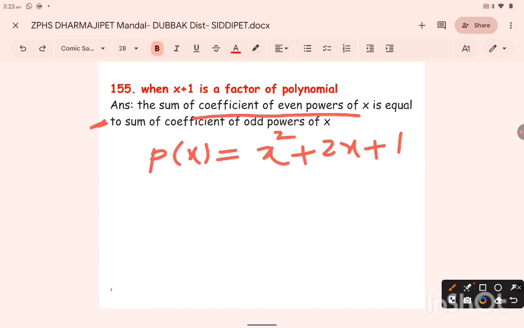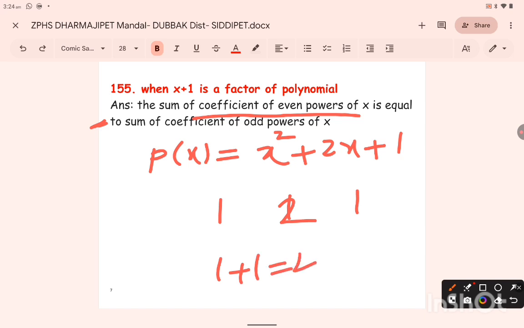For example, p of x is equal to x square plus 2x plus 1. The coefficient of x square is 1. The coefficient of x is 2. The coefficient of x power 0, that is the constant term, is 1. The sum of the coefficients of even powers: even power means the coefficient of x square and the coefficient of x power 0. That means the sum 1 plus 1 is equal to 2.